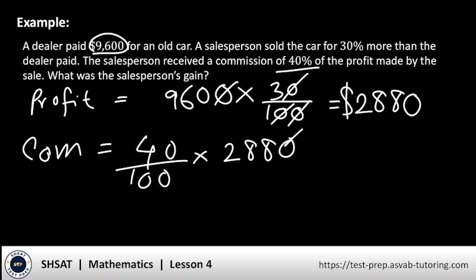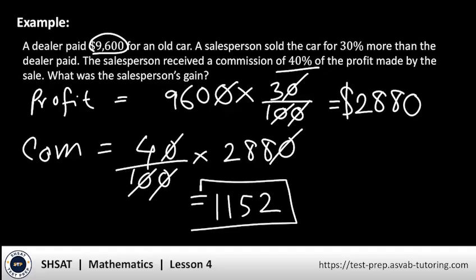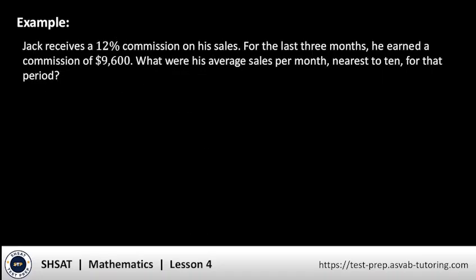Now if we simplify the zeros, we are going to do 288 times 4. 8 times 4 is 32, carry the 3. Then 8 times 2, 8 times 4 is again 32 plus, so it is a total of 5, then 1 and 1. Yeah, so the total amount of commission is $1,152. Okay, let's now move on to the next question.